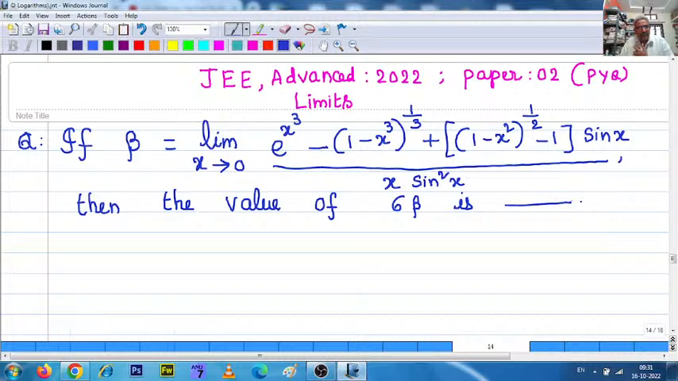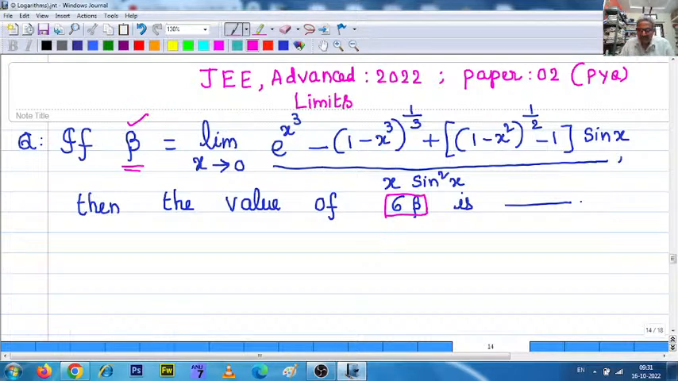Okay, welcome you all. How to solve this problem? If beta equals limit x tends to 0 of e power x cube minus (1 minus x cube) whole to the power of 1 by 3 plus (1 minus x square) whole to the power of half minus 1, times sin x upon x sin square x, then we need to find the value of 6 beta. First let us evaluate the limit of this function, that is beta. After that multiply with 6 so that we get the answer.